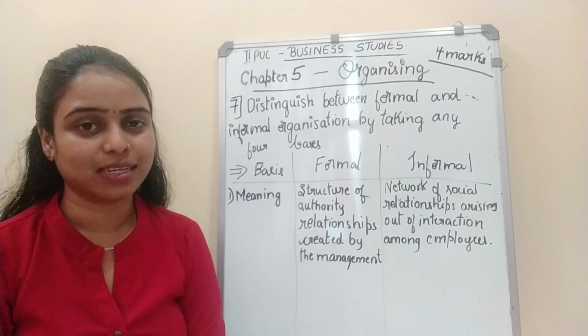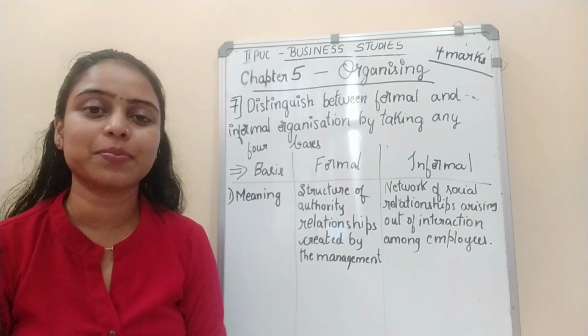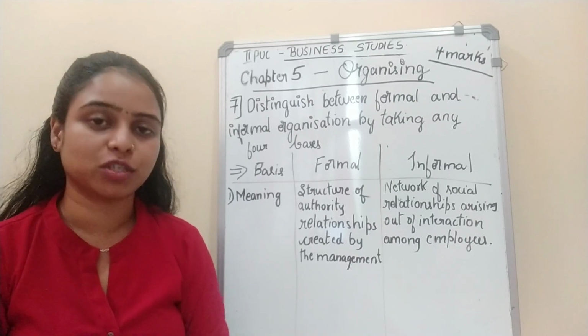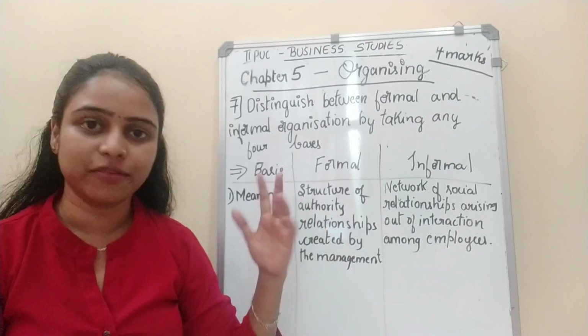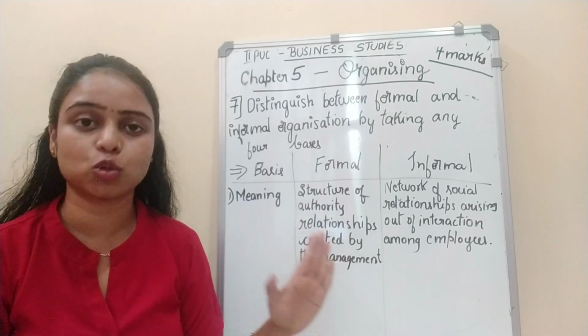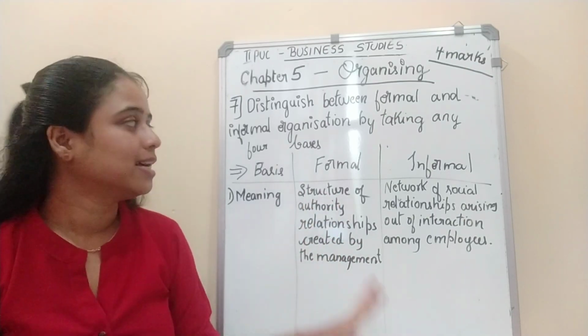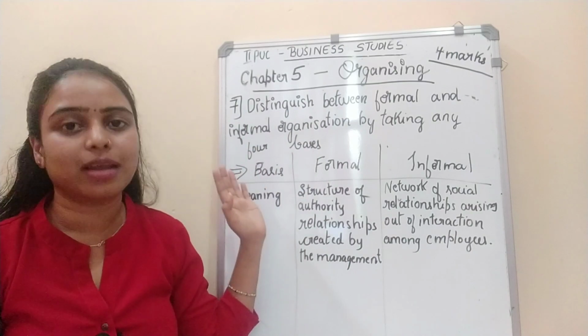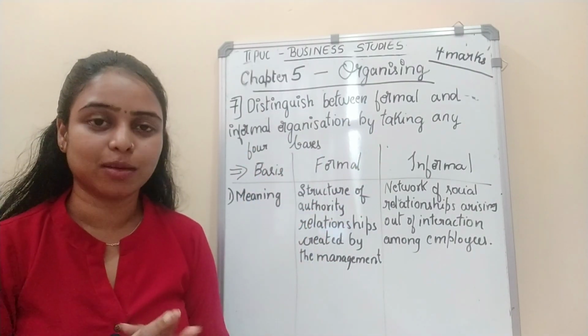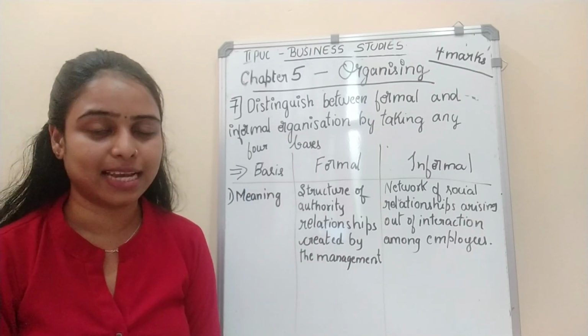As you all know, we have started with chapter 5, organizing. Totally 7 questions for 4 marks from your question bank, and we have already completed the first 6 questions. In today's video we are going to finish the last 4 marks question, that is, distinguish between formal and informal organization by taking any 4 bases. Before that, we are supposed to revise whatever we have done in the last class.